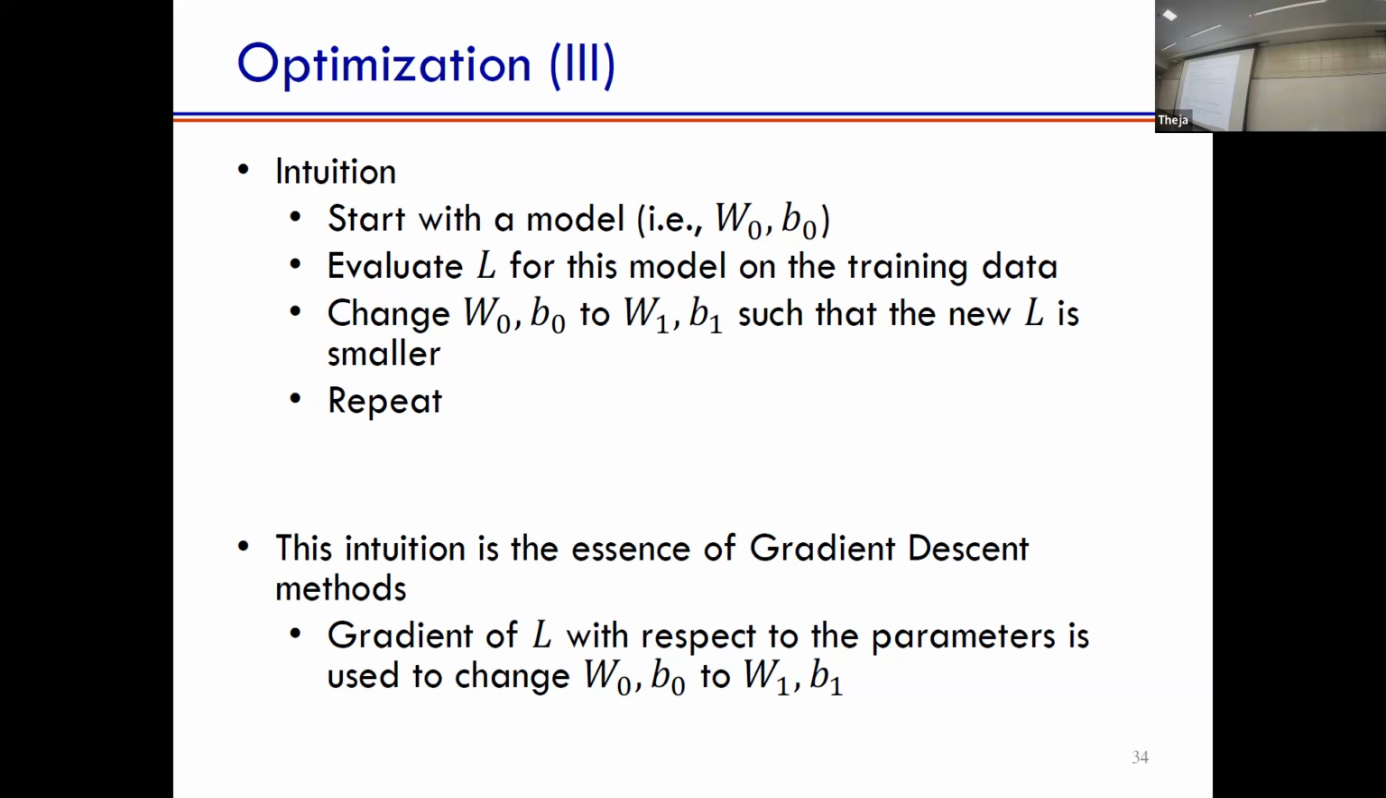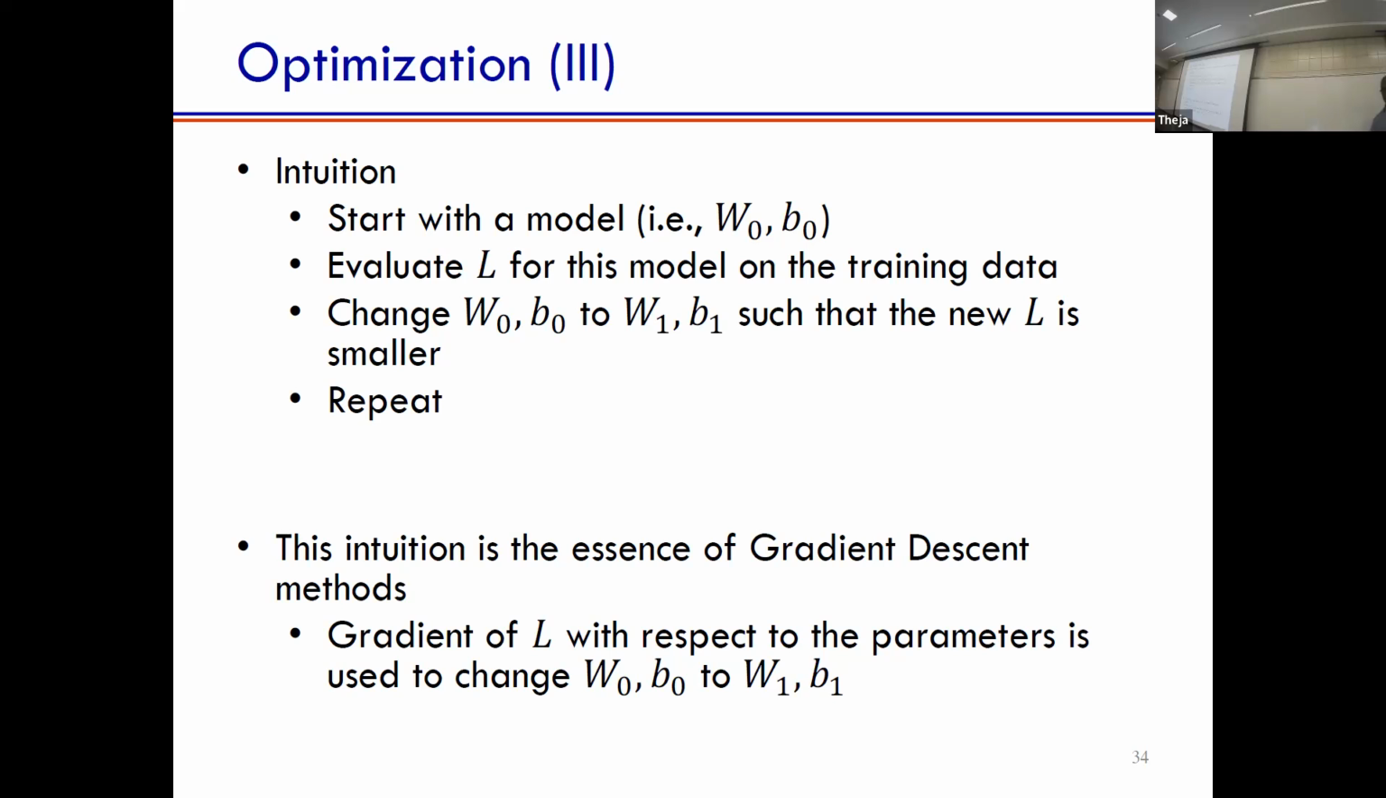Okay, and this iterative approach is called gradient descent, and the intuition is that the negative of the gradient of the thing that you want to minimize, in this case loss, will lead you towards a direction where you can define a new parameter value W1, B1 such that it will have a lower loss value.